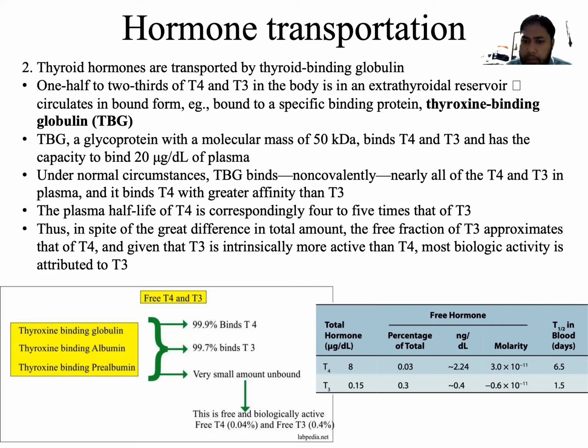In the blue one, you see the total hormone T4 and T3, both of these hormones being produced by the thyroid gland. T4, you can see the total hormone is 8 micrograms per deciliter, very high. Percentage of total free hormone 0.03%. In terms of nanogram per deciliter 2.24, molarity 3, and the half-life that they can stay in the blood is 6.5 days.